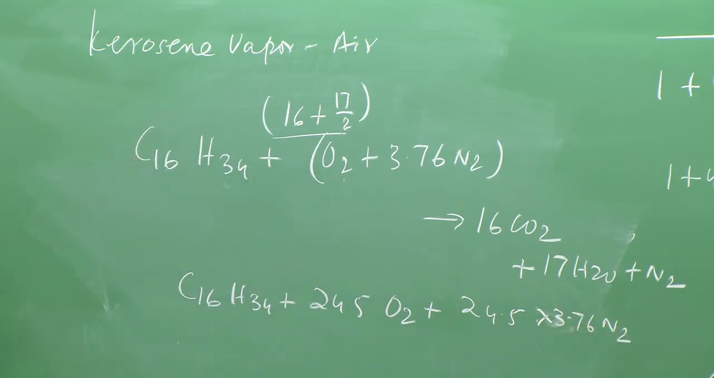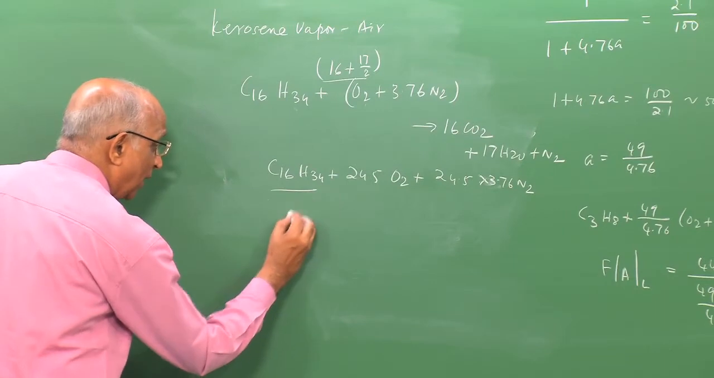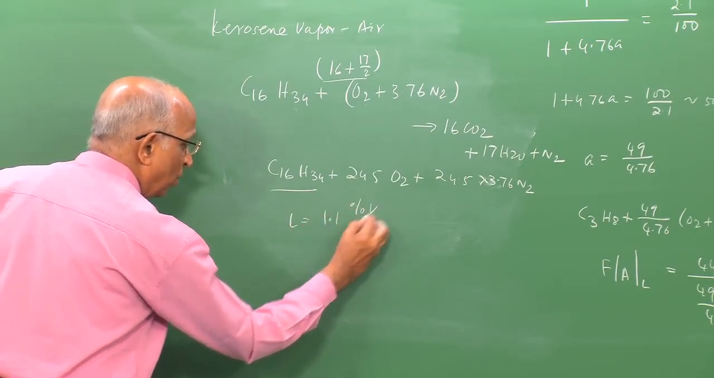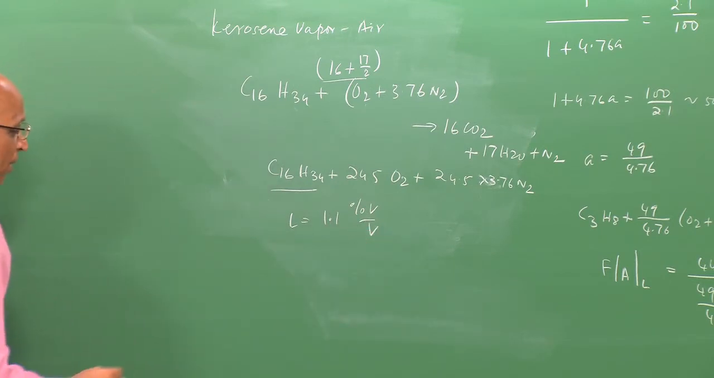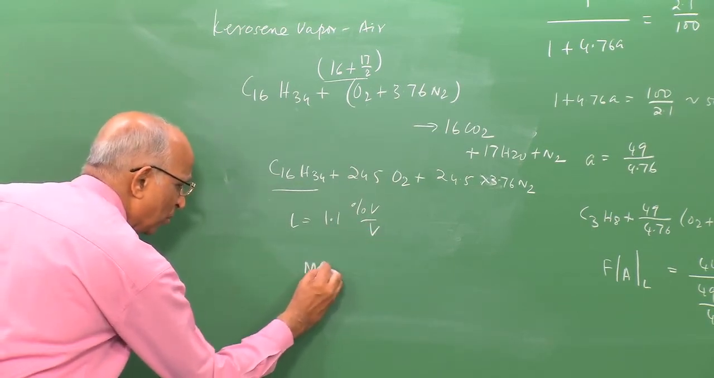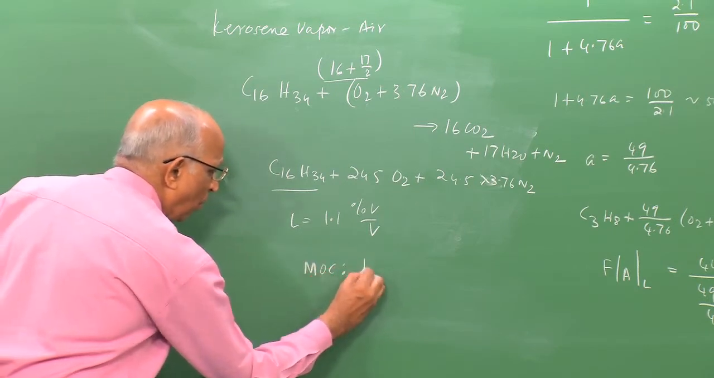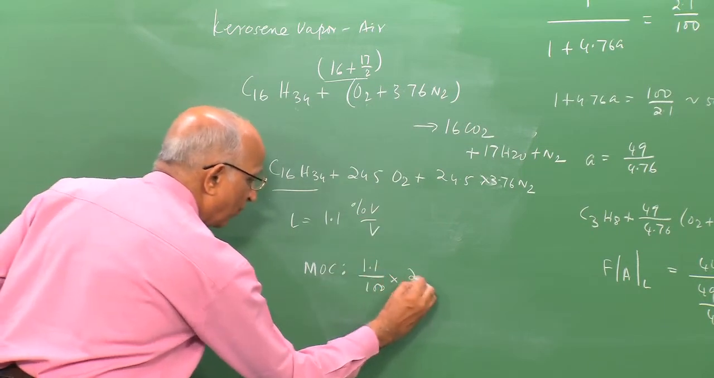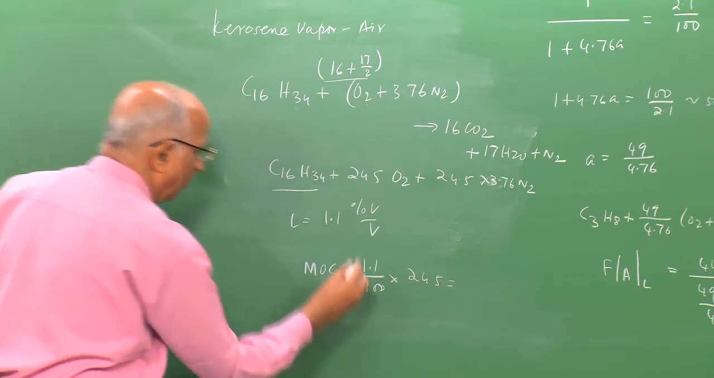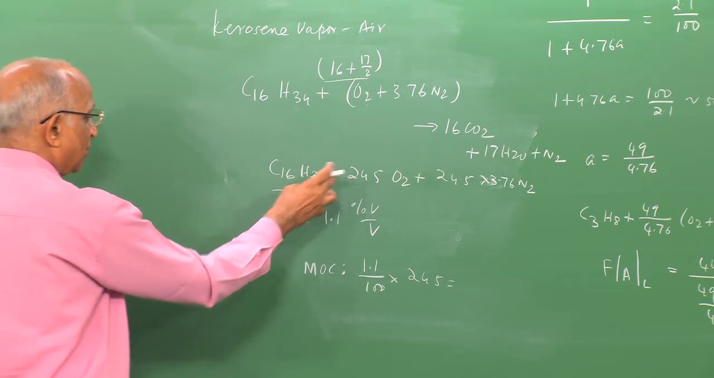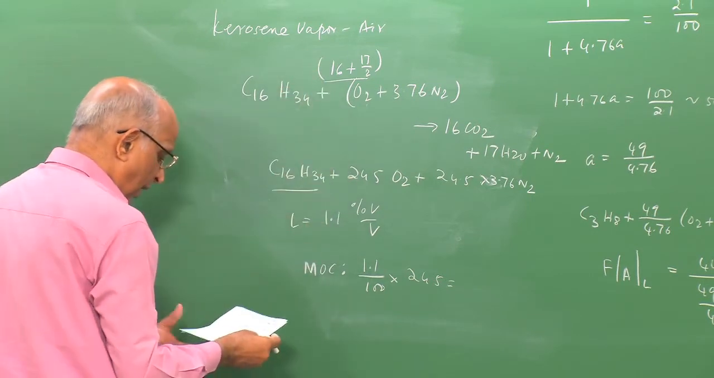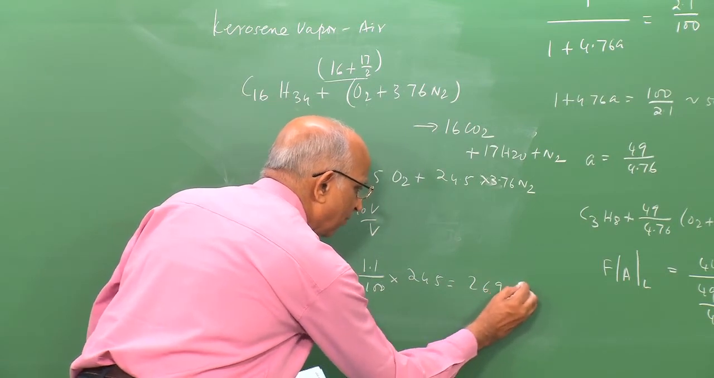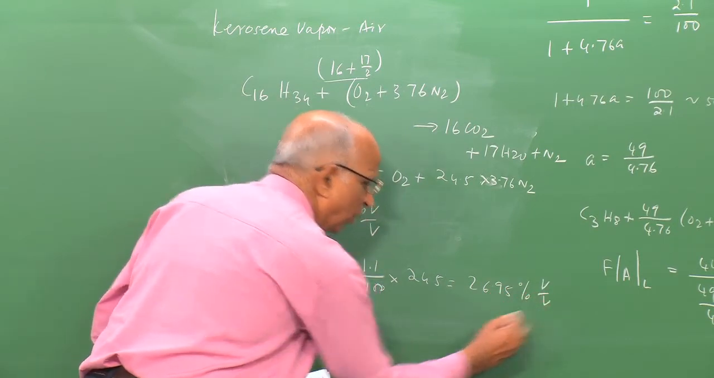Therefore, what is the limit of L? L, we said, is equal to 1.1 percent volume by volume, and therefore, if I were to translate this into MOC, MOC is equal to 1.1 divided by 100 into 24.5. This is the minimum oxygen concentration which is required for the kerosene vapor mixture, and this comes out to be something like 26.95 percent volume by volume.